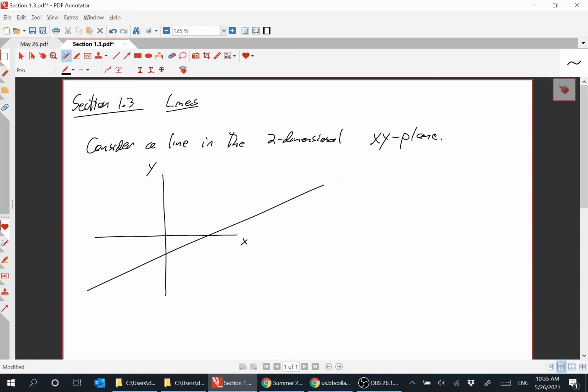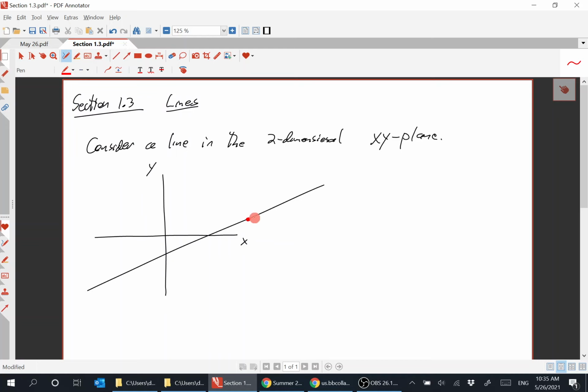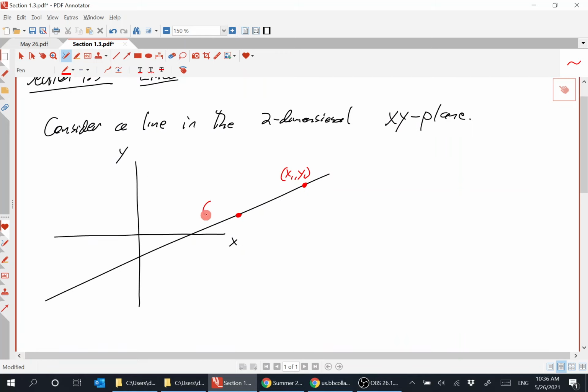Any 2 points on the line define this number, this parameter of the line called the slope. So if I've got, let's call this point (x1, y1), and let's call this point (x2, y2). So (x1, y1), and (x2, y2).